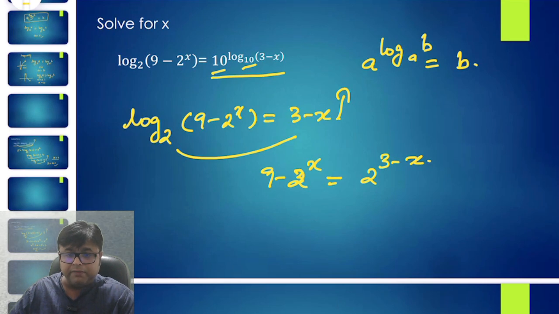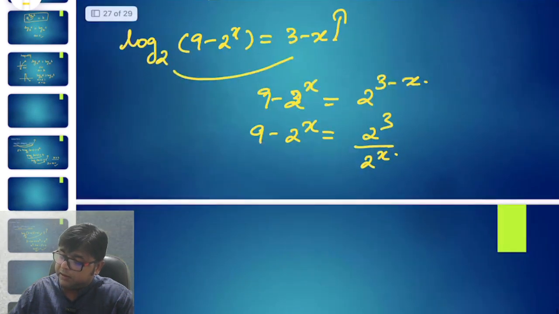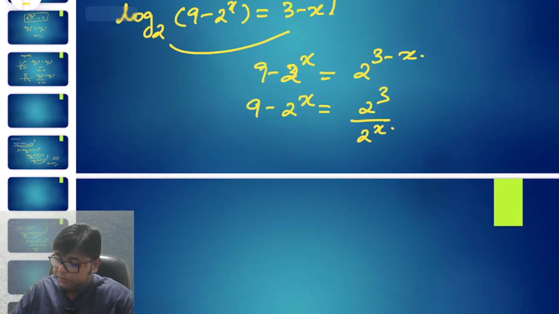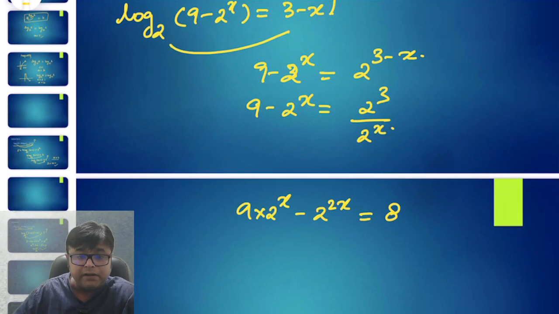So this is what I have got. Now this will give me 9 minus 2 to the power x equal to 2 to the power 3 upon 2 to the power x, right? So this will give me 9 into 2 to the power x minus 2 to the power 2x equal to 8. Now this becomes a quadratic, right?